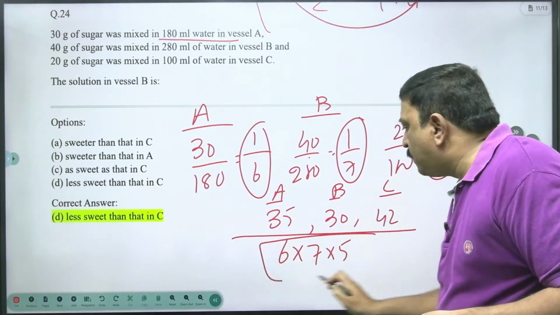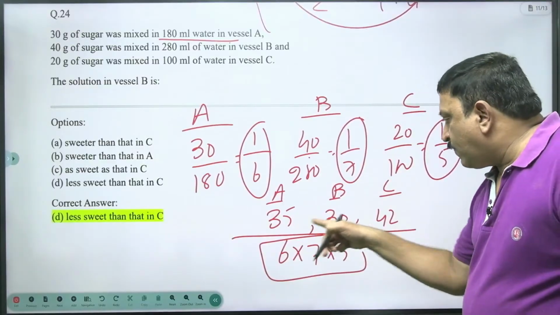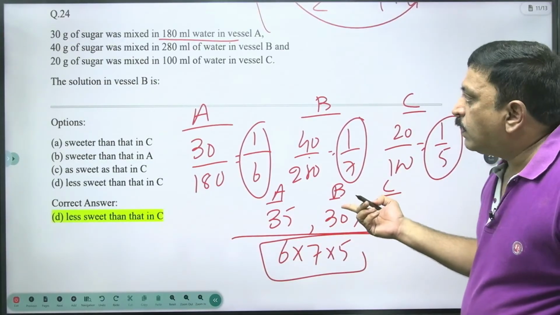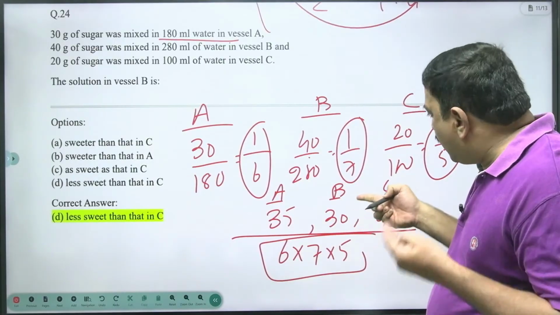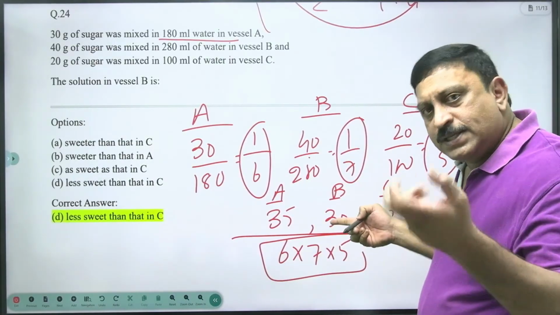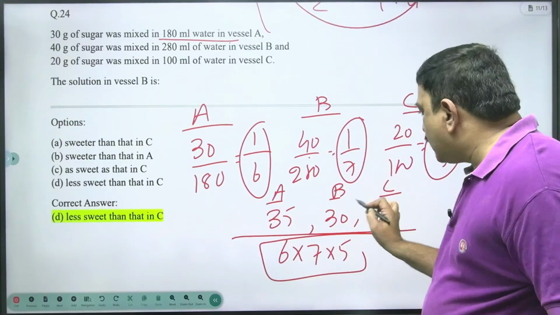So their base is equal now: 35, 30 and 42. The solution B is 30 units, so it is the least one. So the sweetness is less when compared to A and C. So let us go with this case.